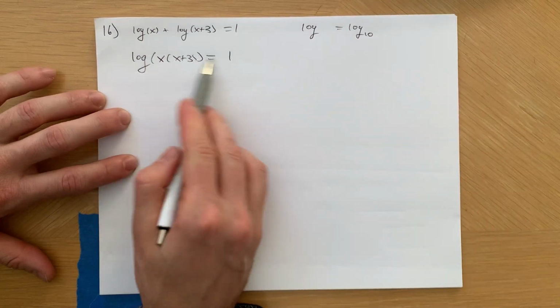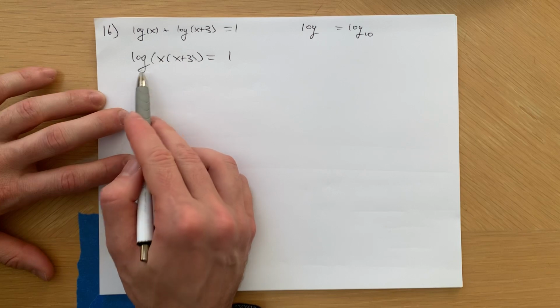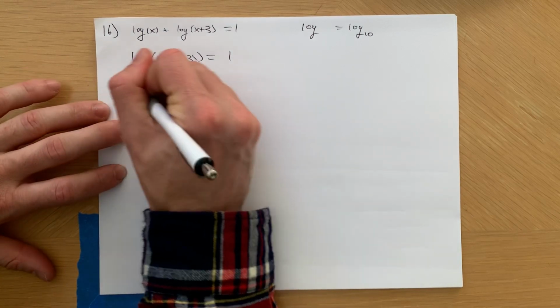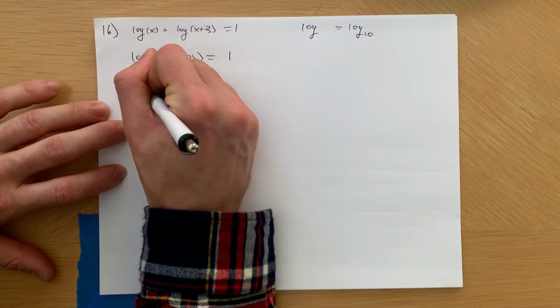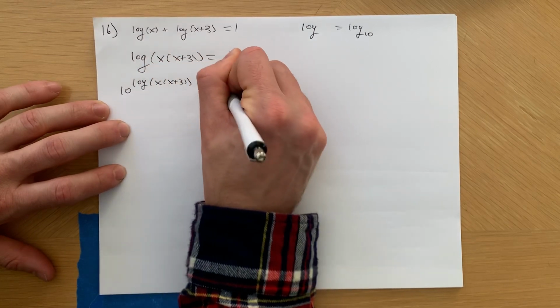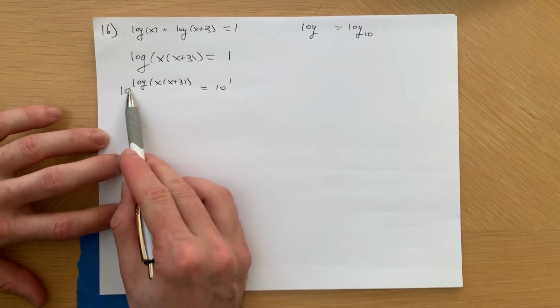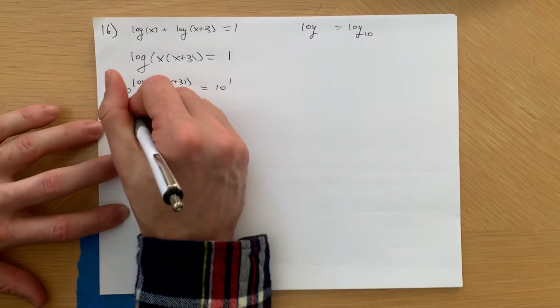Whenever we have these type of equations, to solve for x, we take the base, which in this situation is 10, and raise it to both sides. So we're going to have 10 to the log base 10 of x times x plus 3 equals 10 to the 1. And then using the log rules, this 10 and the log cancel each other out, and the left-hand side is this x times x plus 3.